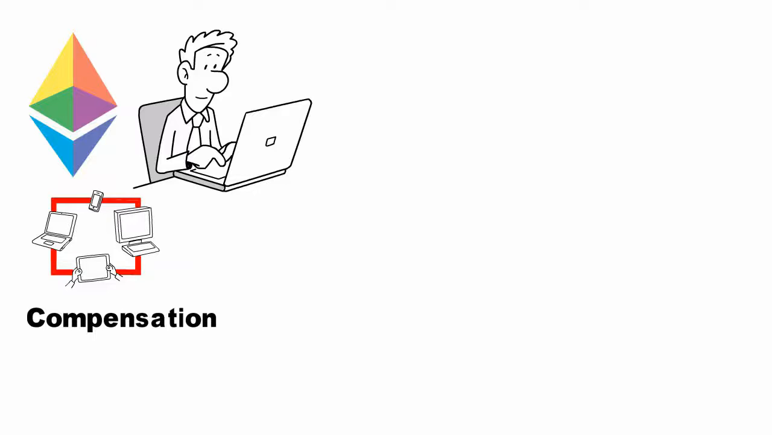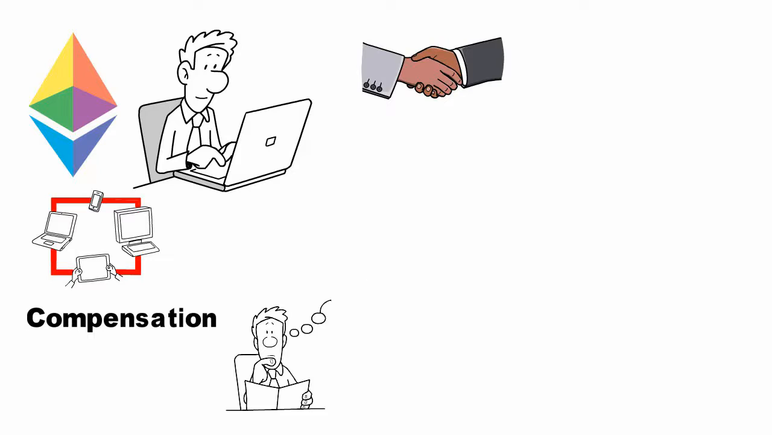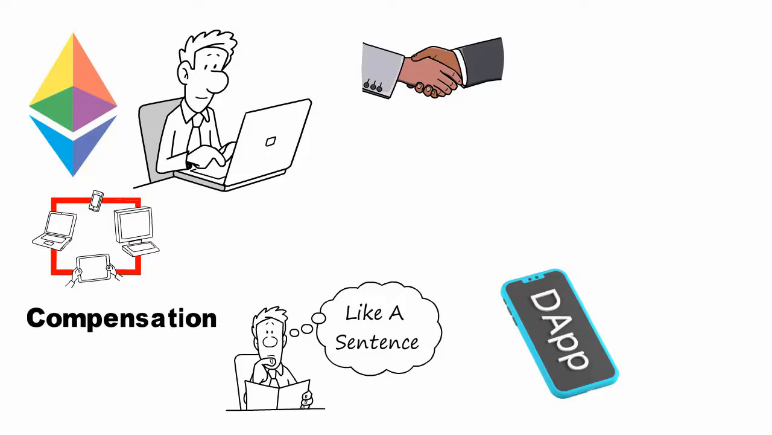So how do dapps compare to smart contracts? Well, they work hand in hand. A dapp uses smart contracts to run. Think of a smart contract like a sentence, and a dapp like a story. The sentence makes sense on its own, but works stronger when it's part of a story. They work hand in hand.